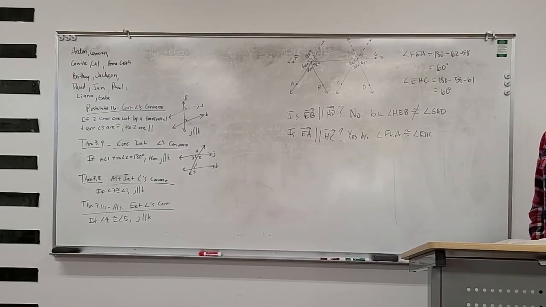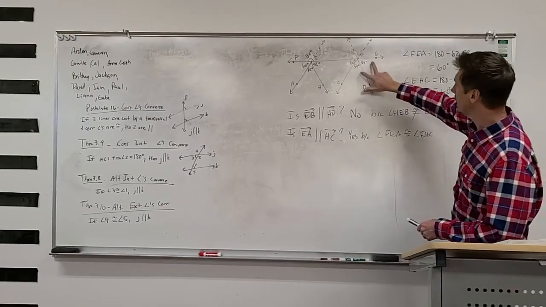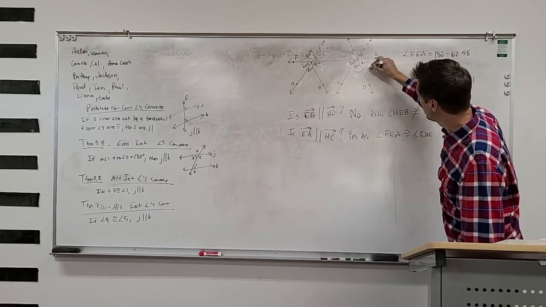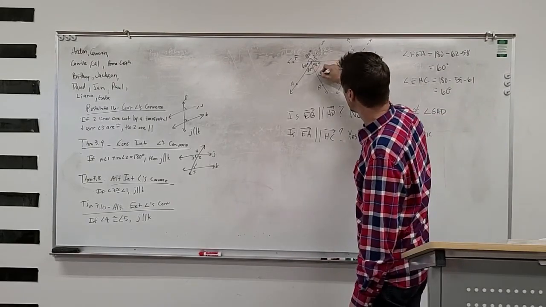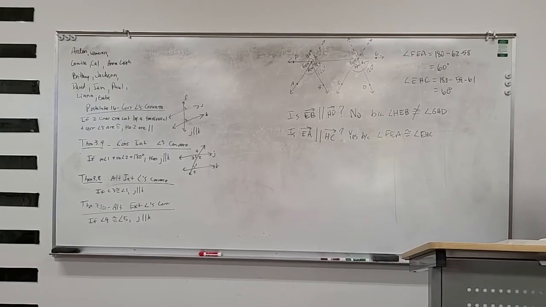And they did it differently. I didn't think about that. We could have just looked at this as one big angle right here and recognized that this big angle is 120, and this big angle here is also 120. That makes sense, and that's a little easier. There's always more than one way to skin that cat.